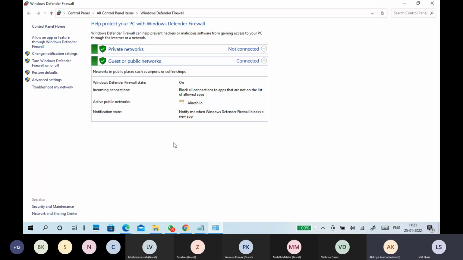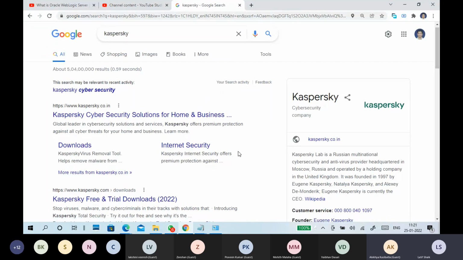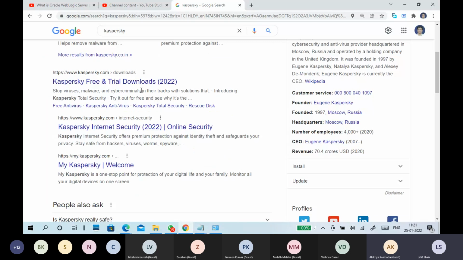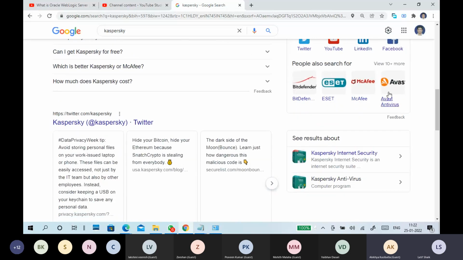So this is the inbuilt default firewall in your operating system. When you install an antivirus with cyber security or internet security features, it automatically takes over your default firewall and protects you from external attacks. Different types of antiviruses are there. See, internet security.